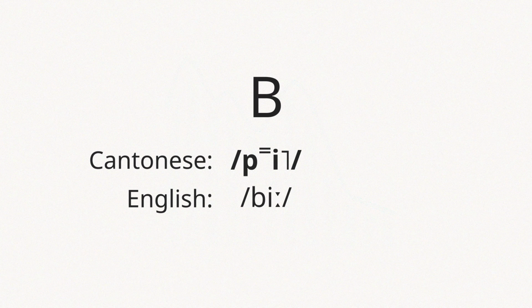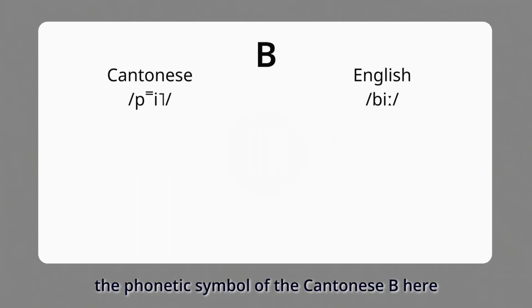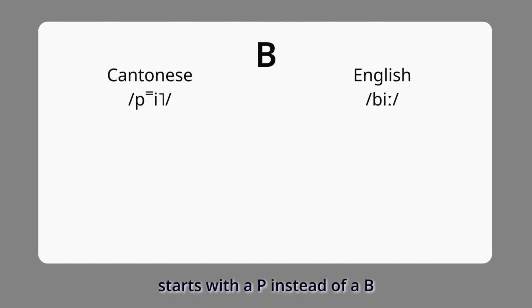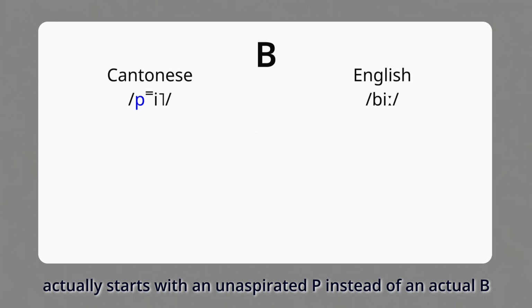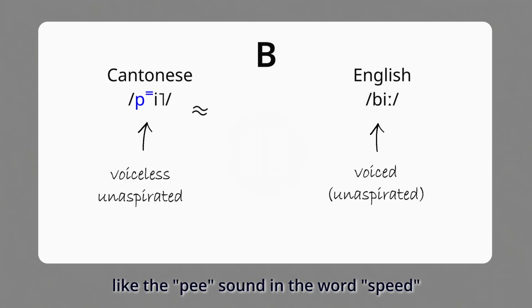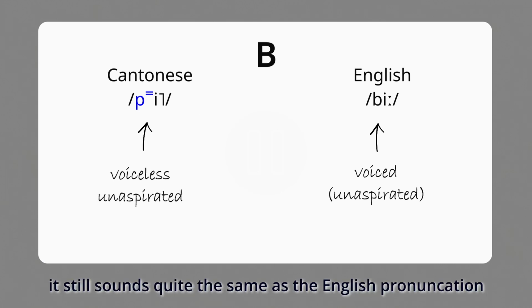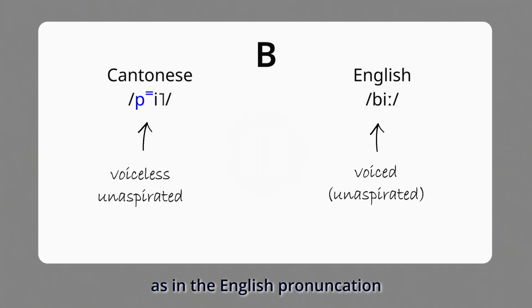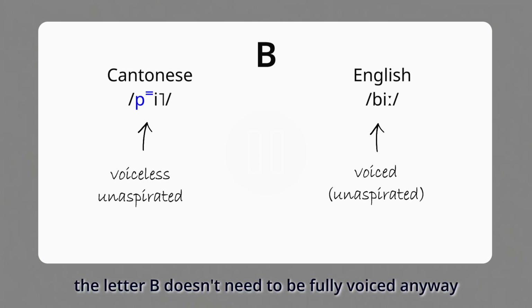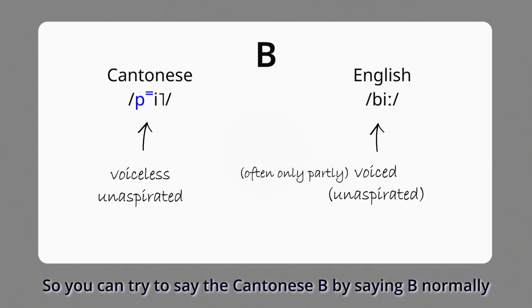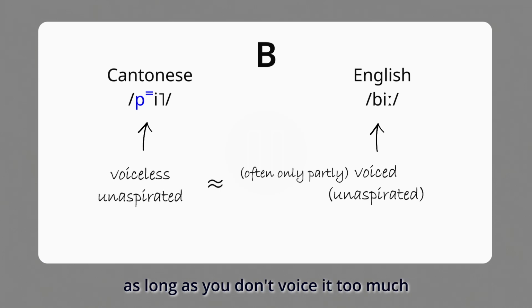B. You may notice that the phonetic symbol of the Cantonese B here starts with a P instead of a B. It's because the Cantonese B actually starts with an unaspirated P instead of an actual B, like the B sound in the word speed. Even so, it still sounds quite the same as the English pronunciation. As in English pronunciation, the letter B doesn't need to be fully voiced anyway, so you can try to say the Cantonese B by saying B normally, as long as you don't voice it too much.